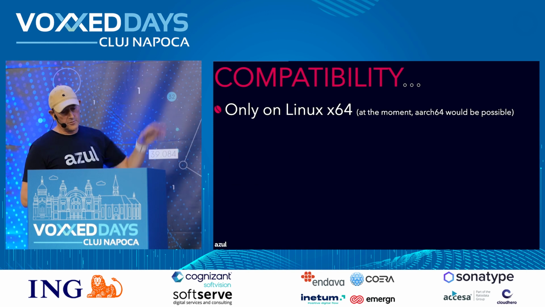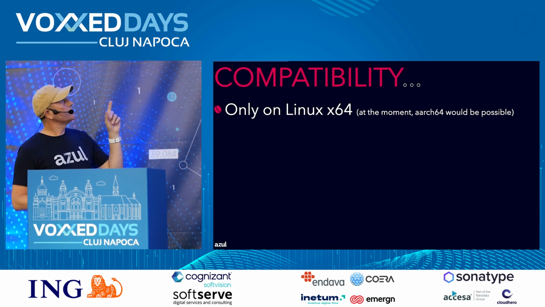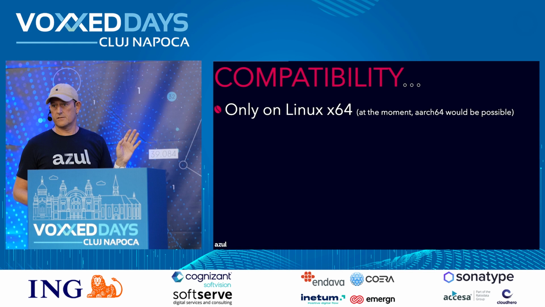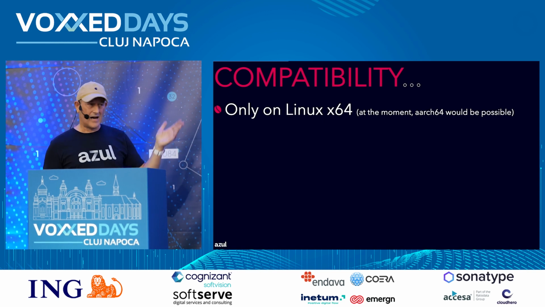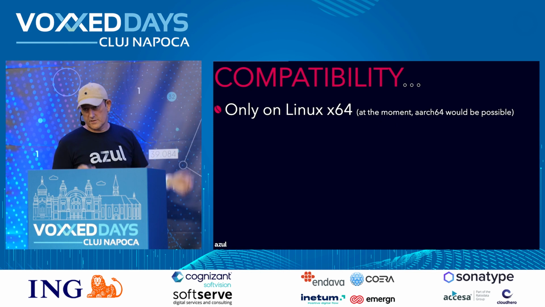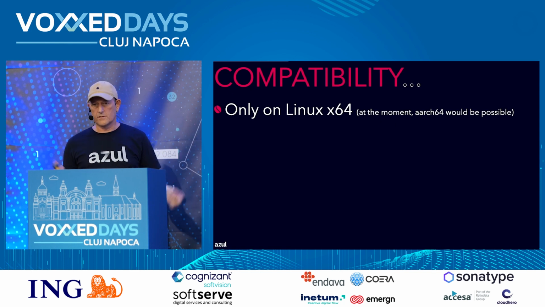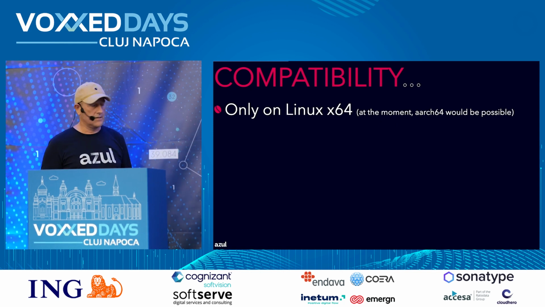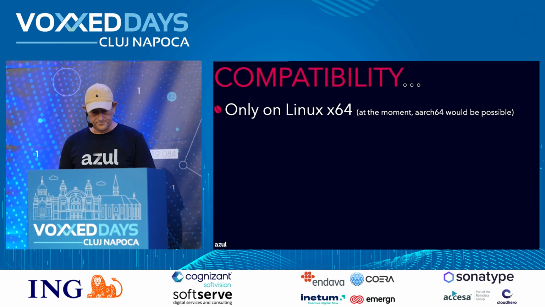And some words about compatibility. At the moment, it's only available for Linux x64, and the JDK that you can download, we build that from time to time, is 17.0.2. That's the only one we have. AArch64 would possibly follow in the future. There is no reason not to do it, but we don't have it yet. So if you would like to test it, you have to use Linux x64.